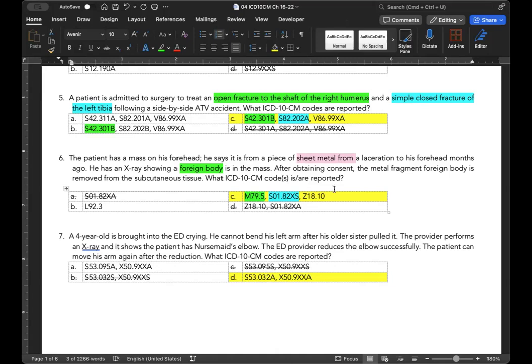Okay, so if we do it from scratch, foreign body is going to give us the M, laceration is going to give us S, and because it's sheet metal, that will give us the Z. Yep. If they had just said that a foreign body was present, but didn't tell us it was a piece of sheet metal, then it would just be the M79.5 and the S01. But because they give us the detail of the sheet metal, we have to show that additional code to give more detail and tell the full story. Perfect. Thank you so much. You're very welcome.